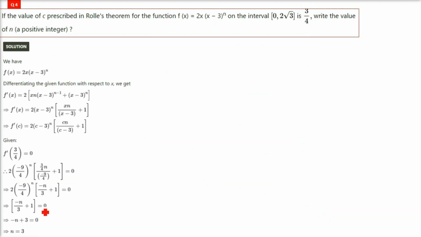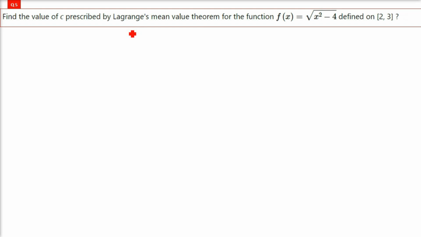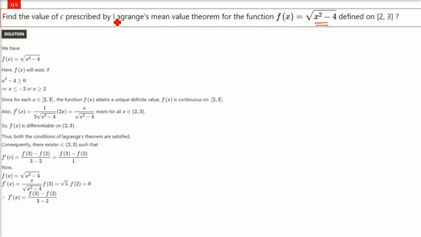This is the solution. So whatever I have spoken is being represented here in the form of a reference solution. Find the value of c prescribed by Lagrange's mean value theorem for the function f(x) equals under root x square minus 4 defined on 2, 3. Now there are two questions of this sort which have been done completely and fully in the previous exercise. If you remember, it was under root 25 minus x square, and the second one was under root x square minus 4, and we have solved both of them.